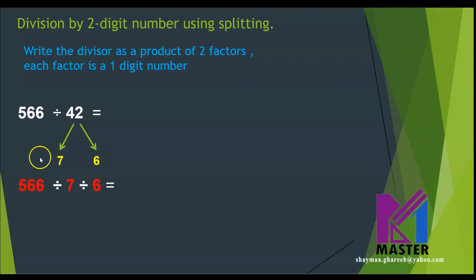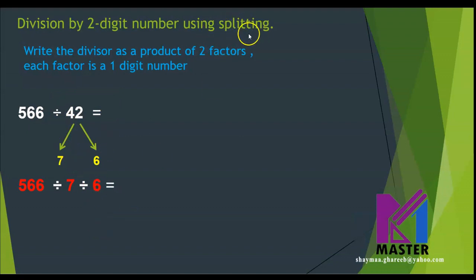Now, how to do the division? I will start dividing my number, or the dividend, the 566, by the 7, which is a one-digit number. Then I will divide the answer by the 6. Okay, so I will do two divisions. First, I will divide by 7, then I will divide by 6. I cannot divide by the 42 from the first time.